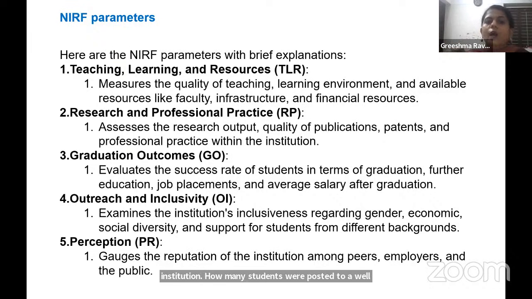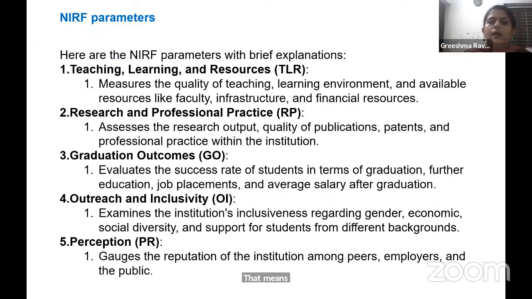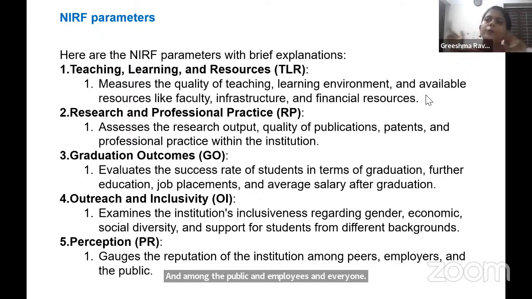Then outreach and inclusivity examines the institution's inclusiveness regarding gender, whether everyone is getting an opportunity to learn in that particular institution, gender basis and social diversity, and based on different backgrounds, whether everyone has access. Perception, PR, gauges the reputation of the institution among peers, the public, employers and everyone. What is the viewpoint regarding that institution?